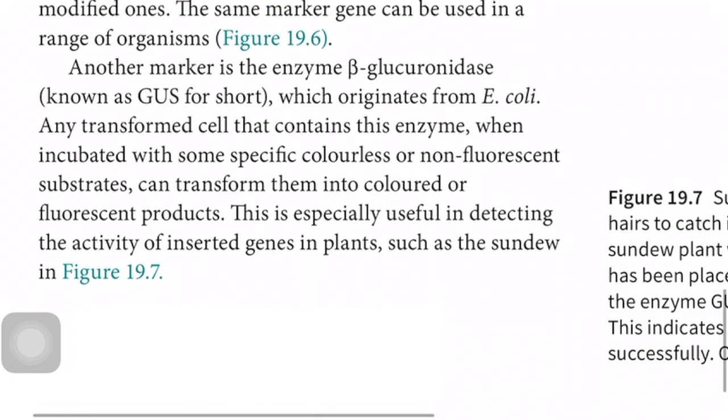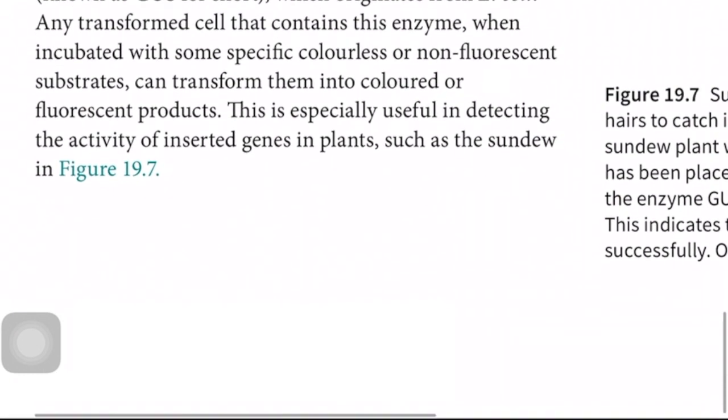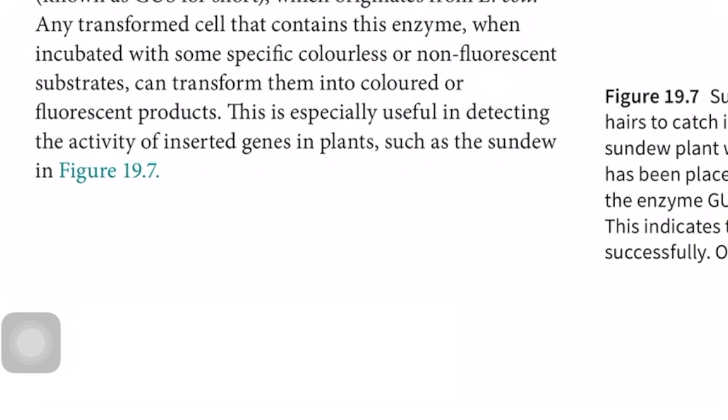The same marker gene can be used in a range of organisms. Another marker is the enzyme beta-glucuronidase, known as GUS for short, which originates from E. coli. Any transformed cell that contains this enzyme, when incubated with some specific colorless or non-fluorescent substance, can transform it into colored or fluorescent products. This is especially useful for detecting the activity of inserted genes in plants, such as the sundew.